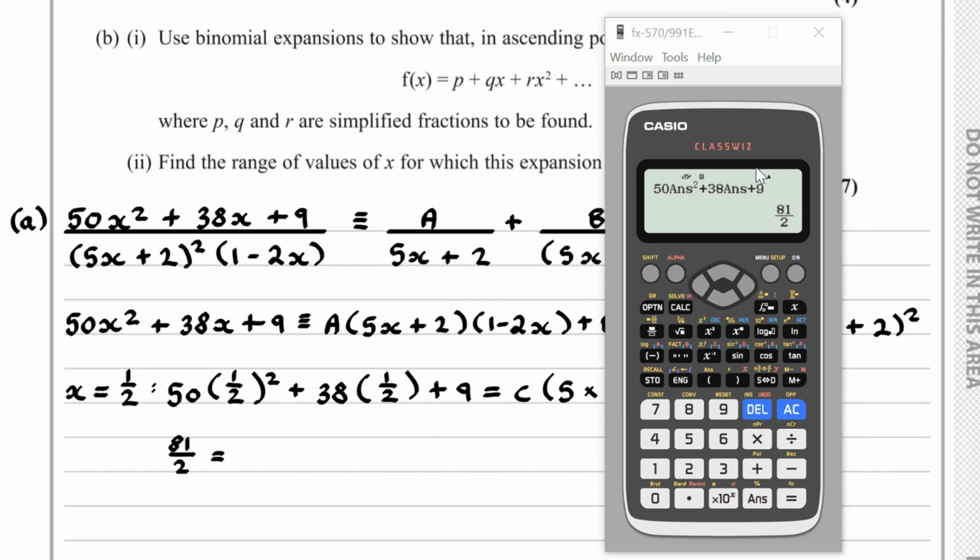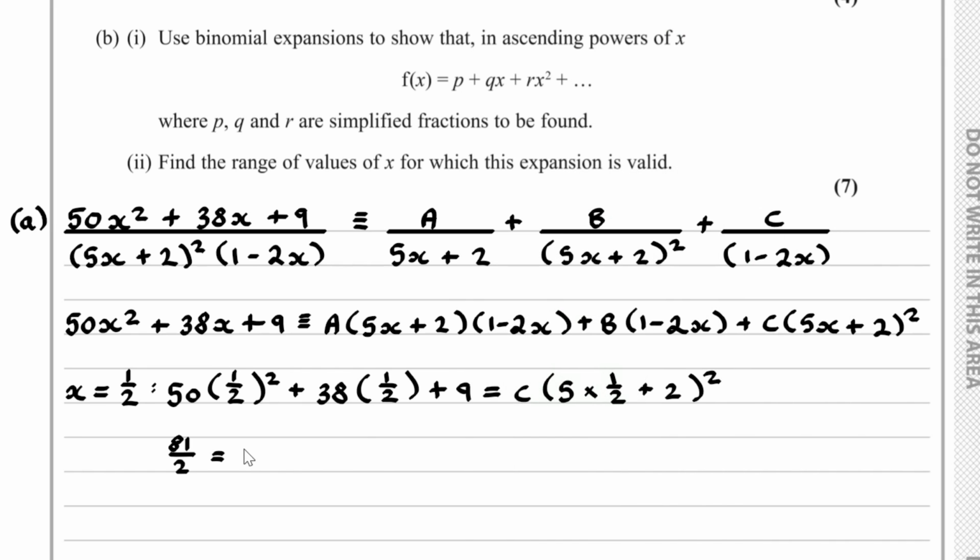And on the right hand side, we get 5 times by a half plus 2 all squared, we get 81 over 4 on the right hand side, multiplied by c. And so therefore, we can conclude c is equal to 2.